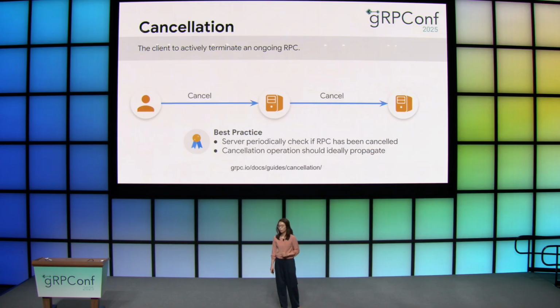In addition to deadlines, gRPC clients can manually cancel an RPC it no longer needs. The cancellation signal propagates through the HTTP transport to the server, allowing it to stop processing and clean up the resources. For this to be effective, especially for long-lived RPCs, a server handler should periodically check if the call it's servicing has been canceled. Upon detecting a cancellation, the server should stop processing immediately and clean up the resources, and ideally propagate the cancellation to any downstream services it may have called.